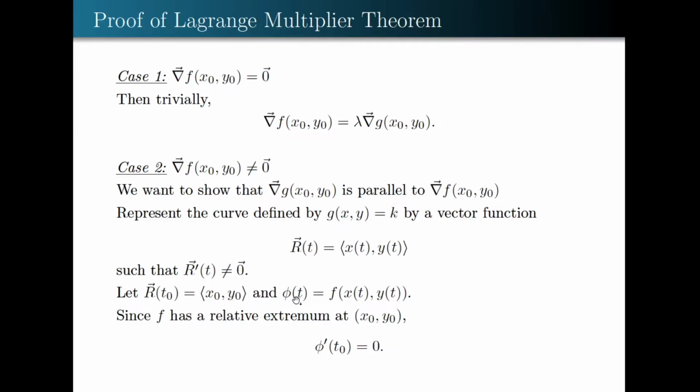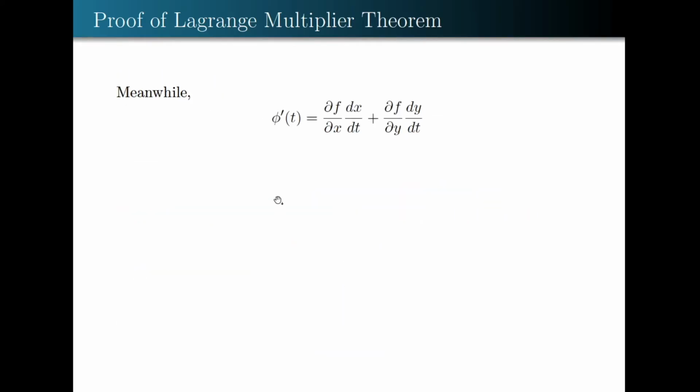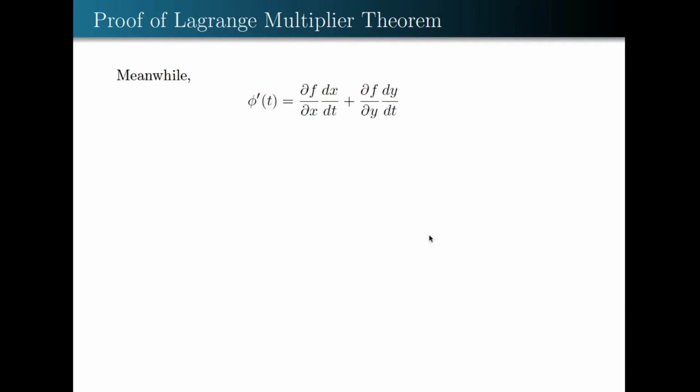Now let us look at phi of t. Phi is actually a function of x and y, and x is a function of t, and y is a function of t. Therefore, by the chain rule for functions of more than one variable, we can write phi prime of t as the partial derivative of f with respect to x times dx over dt plus the partial derivative of f with respect to y times dy over dt. Now notice that this sum is actually a dot product. This part here is the gradient of f, and this part here is the derivative of the vector r with respect to t.